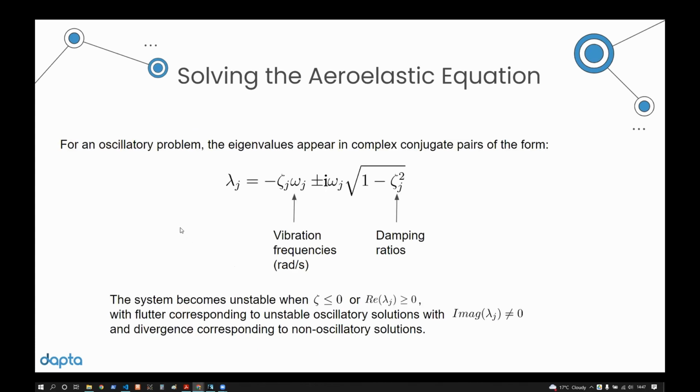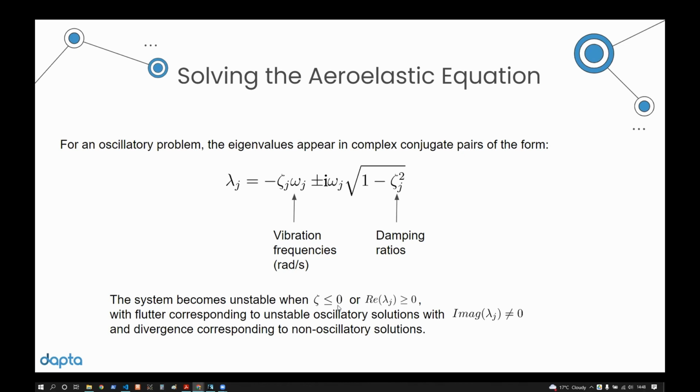Moreover, we can find that the vibration frequencies and damping ratios of our system are contained in these eigenvalues, which appear in complex conjugate pairs once we've solved our eigenvalue problem. And from these vibration frequencies and damping ratios, which we can find at different velocities, and if we want to, at different rho values for the air densities, then we can determine if the system is stable or not by looking at the value of this damping ratio.